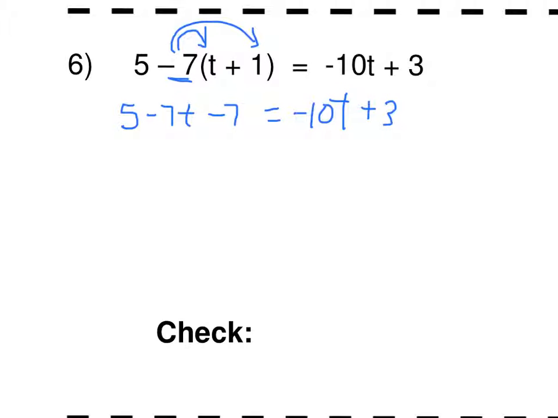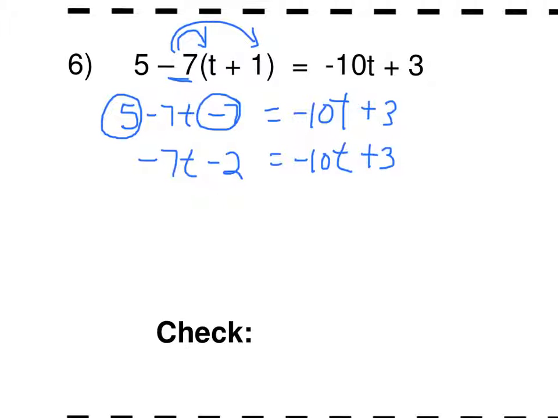All right, and now I need to combine like terms. So that's our next step. I have a 5 and a negative 7. So a 5 and a negative 7 makes negative 2. So I have negative 7t minus 2 equals negative 10t plus 3. Now I've got variables on both sides.